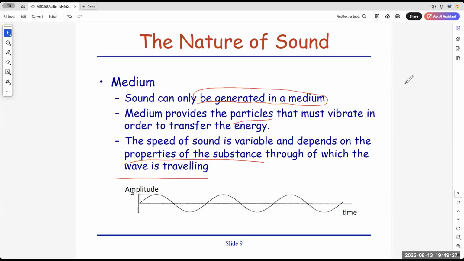Okay, you are correct. Sound travels faster in solid, second fastest is liquid, and third is air. Okay, thank you very much, Zhiqian.